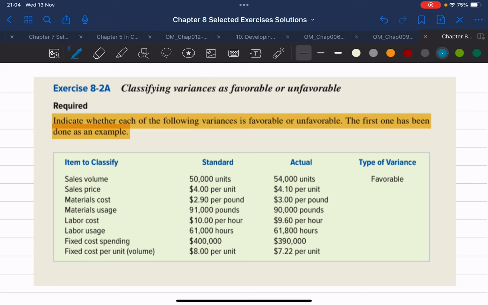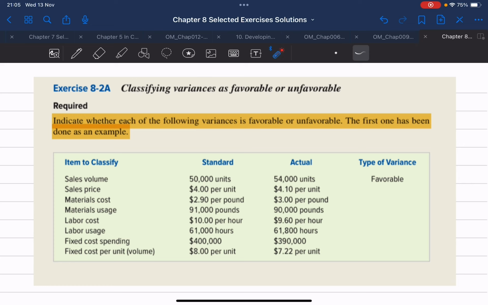In this video, we're going to be looking at exercise 8-2A. So let's read the exercise together. It says, indicate whether each of the following variances is favorable or unfavorable. The first one has been done as an example. They're referring to this one, as you can see.